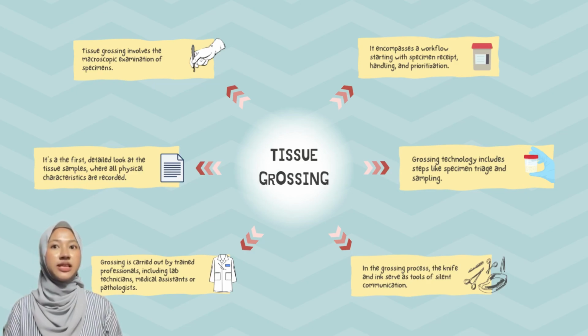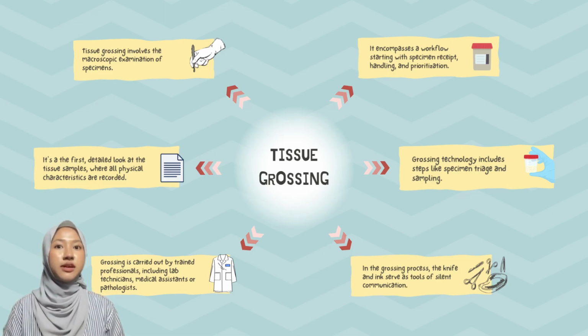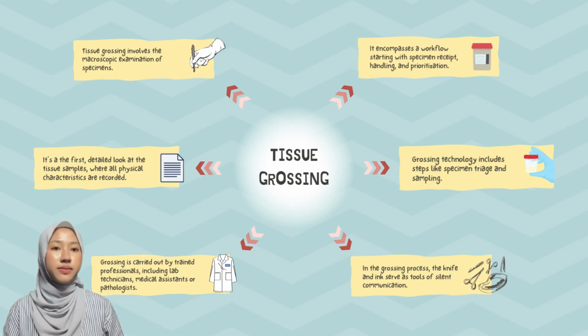Today we are diving into the essential process of tissue grossing in histology. Tissue grossing involves the macroscopic examination of specimens. This is essentially the first detailed look at the tissue samples, where all physical characteristics are recorded. It sets the foundation for accurate diagnosis by preparing specimens for microscopic analysis.